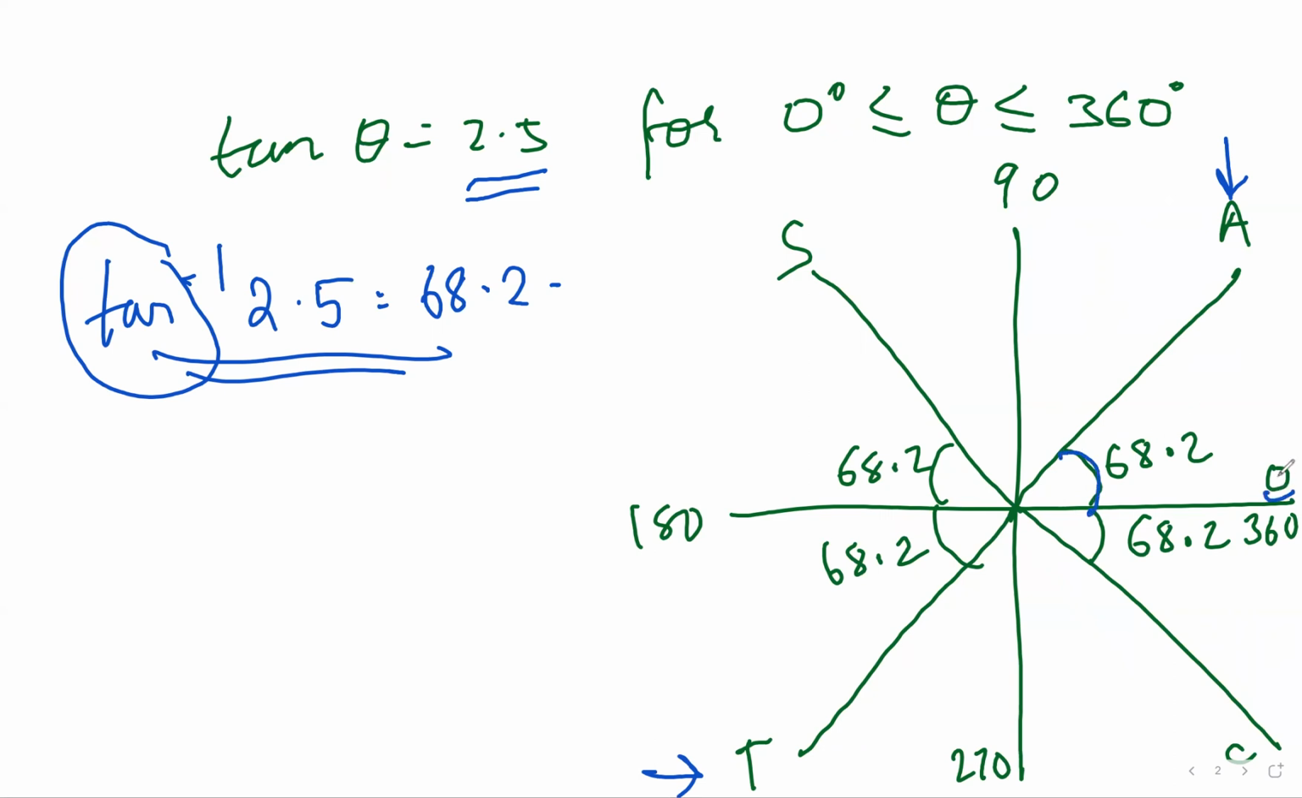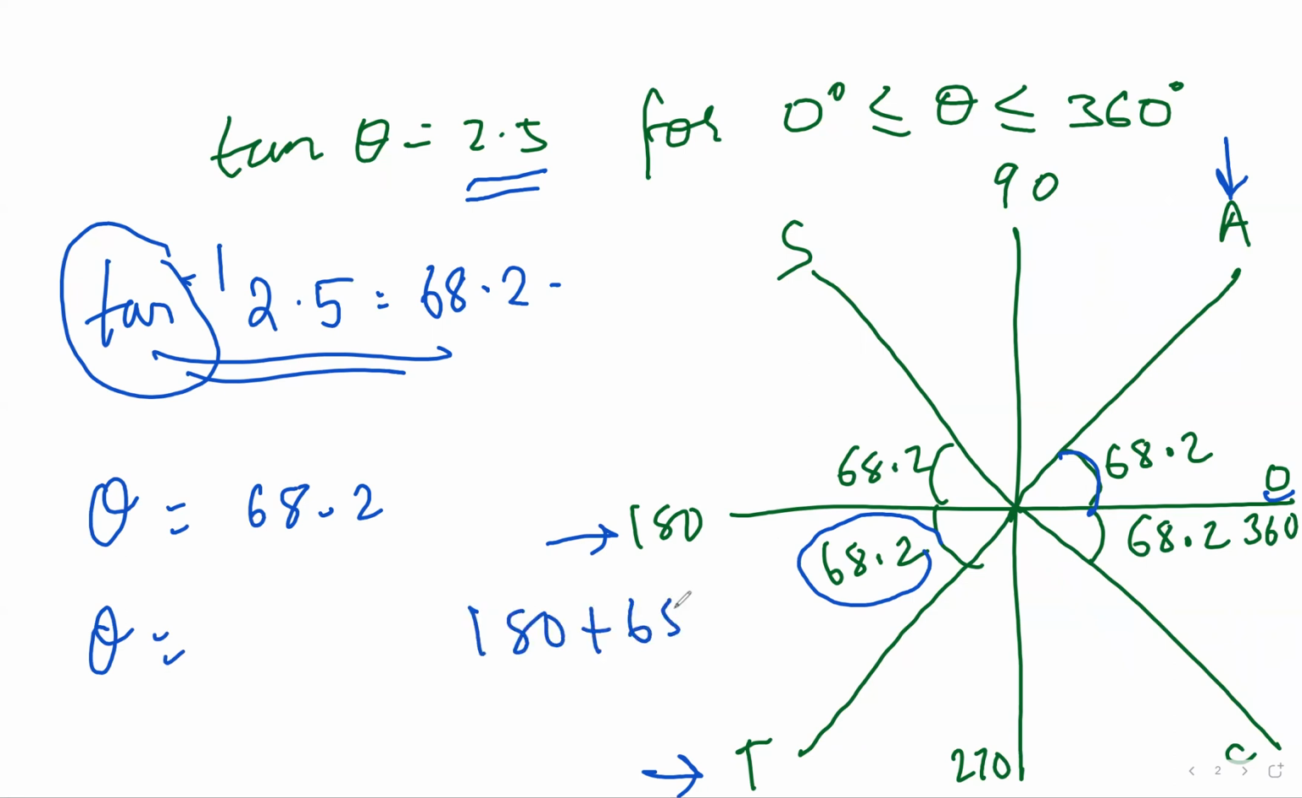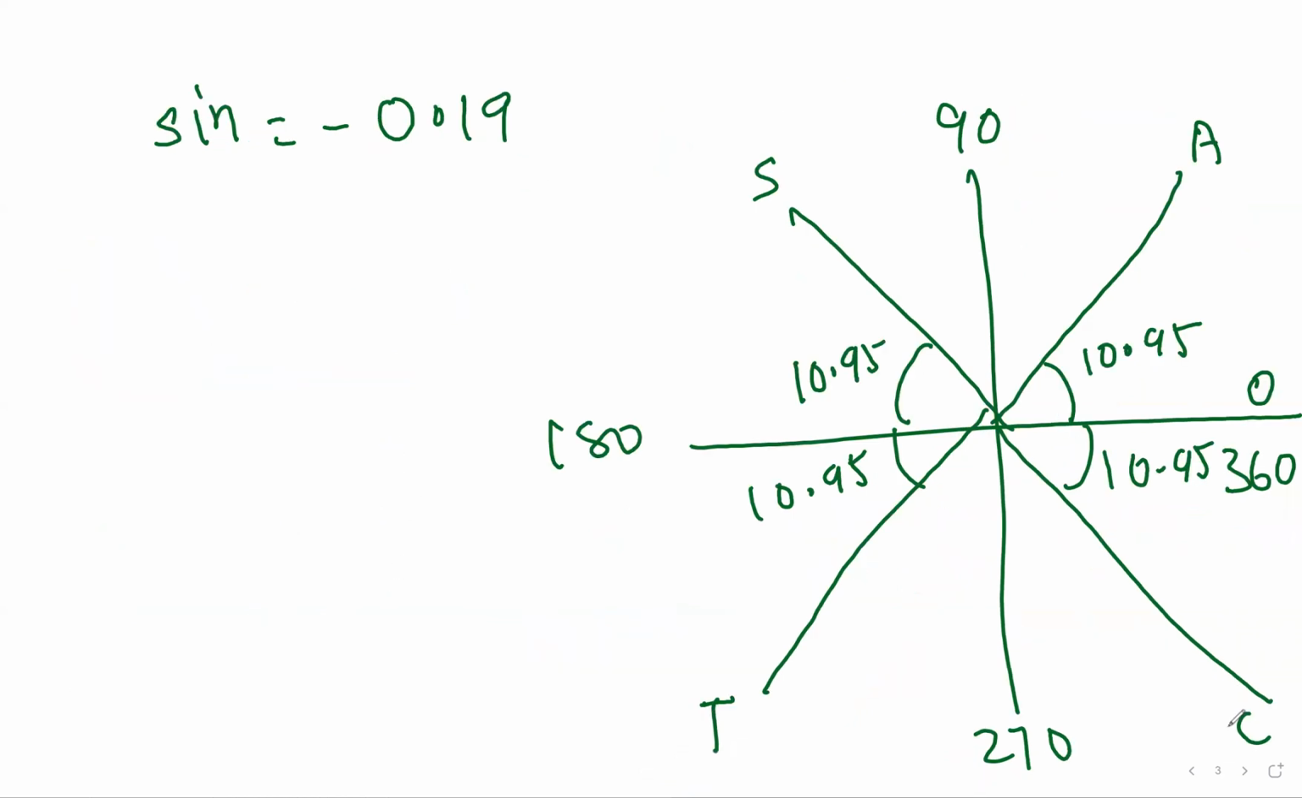68.2 is after 0. So my one value for theta is 0 plus 68.2. It is 68.2. And here 68.2 is positive after 180. So it will be what? 180 plus 68.2. When I do 180 plus 68.2, I will be getting 248.2 degrees. So these are my two values of theta.